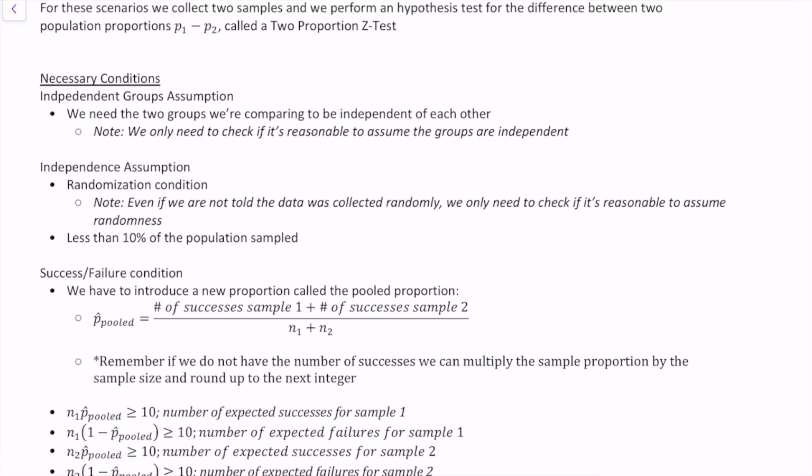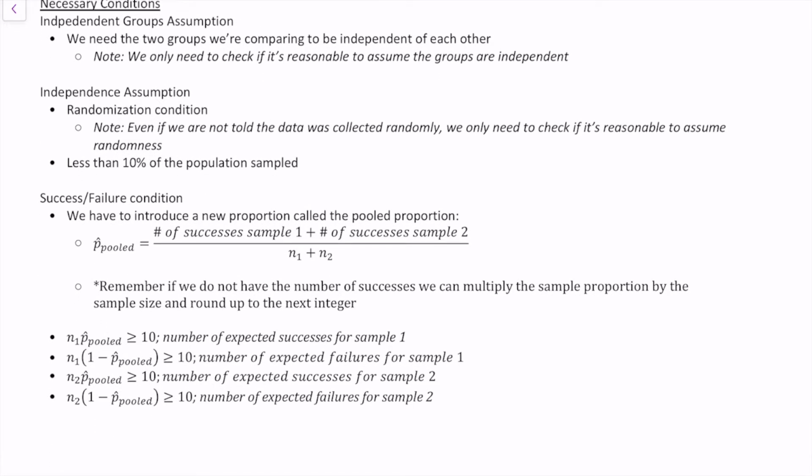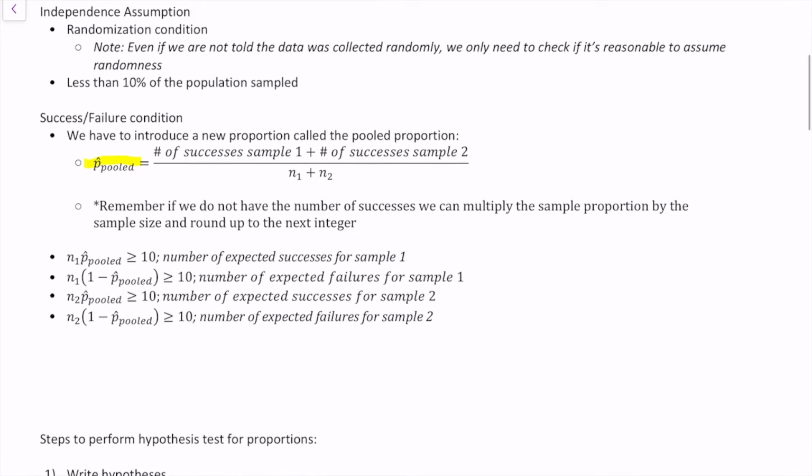We have this new value called p hat pooled. It is the sample proportion, but we are pooling the statistics. So you take the number of successes in sample one, add to that the number of successes in sample two, and then divide that by the sum of the two sample sizes. It's a pretty straightforward statistic to calculate, but we have to use this for the two proportion hypothesis test. And just remember, I have a little asterisk here: if we do not have the number of successes, we can multiply the sample proportion by the sample size and round up to the next integer.